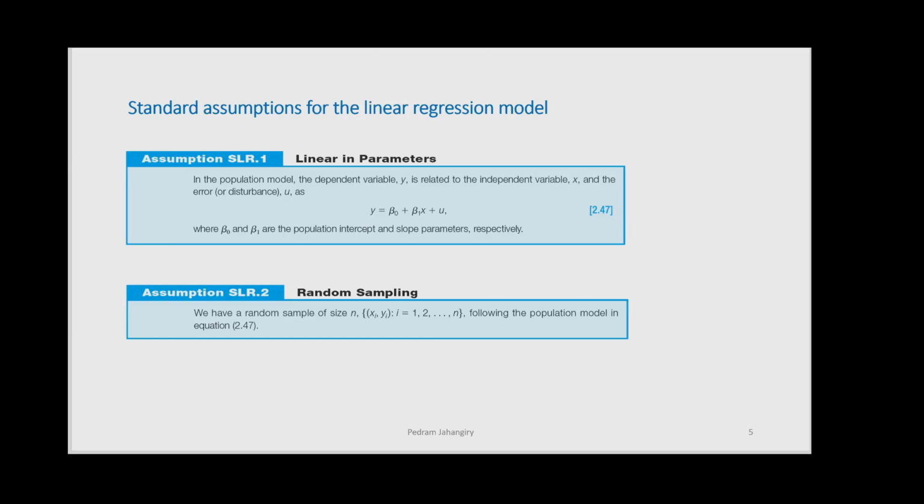We need them because at the end of the day, we want to say something about the expected value of our estimator, which is beta hat, the variance of our estimator, and the distribution of our estimator. So that's why we need to make assumptions. Without those assumptions, I cannot be sure that my interpretation is a causal interpretation.